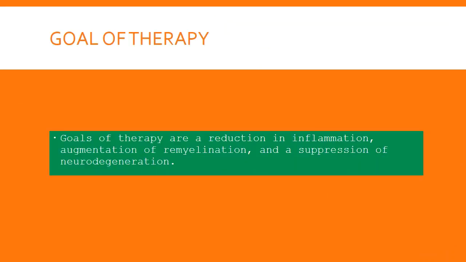So what is the goal of the therapy? The goal of the therapy is chronic reduction in inflammation. Okay, so there is an associated inflammation, and that needs to be reduced. Augmentation of remyelination, which is very important, because if this remyelination does not happen, it results in the characteristic progressive multiple sclerosis, and a suppression of the neurodegenerative process that is happening.